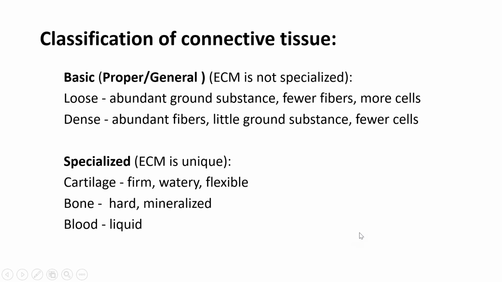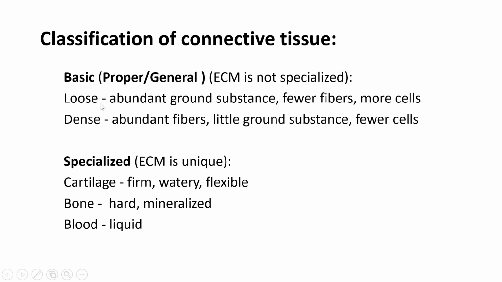So we like to classify things. That's what anatomists do. So we're going to kind of group them into two categories. So we have the basic or proper connective tissue. And what we want to say here is this is called basic because the extracellular matrix is not specialized. If we come down here, then we also have the specialized connective tissue where the matrix is unique.